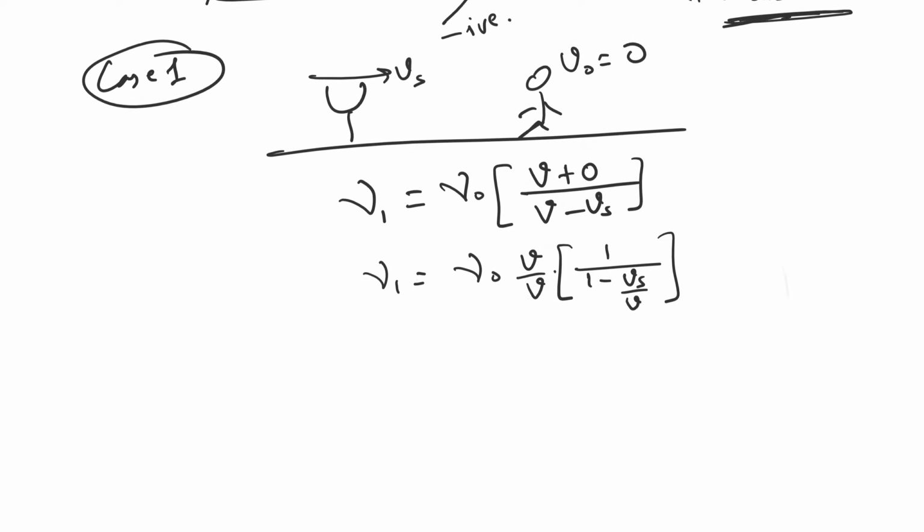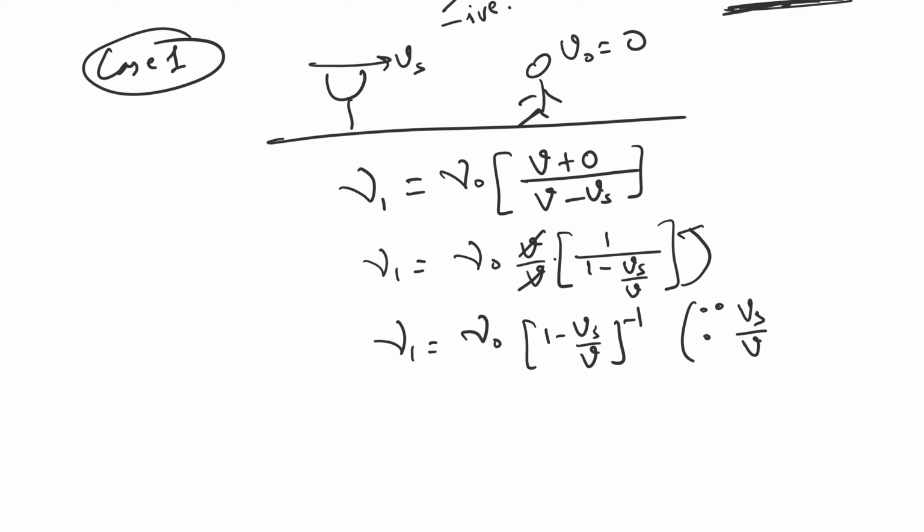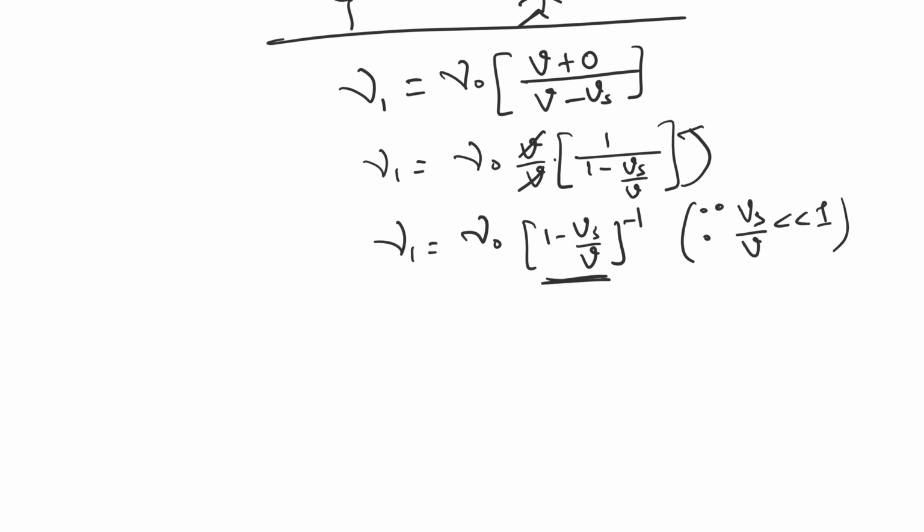Okay, let's take this numerator, reciprocal for that. We'll have 1 minus vs by v to the power minus 1. Now remember the assumption which we have taken, vs by v is much smaller than 1. Then we can apply binomial approximation for this part.